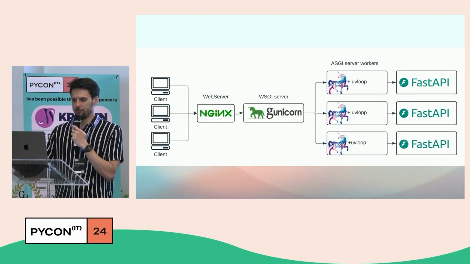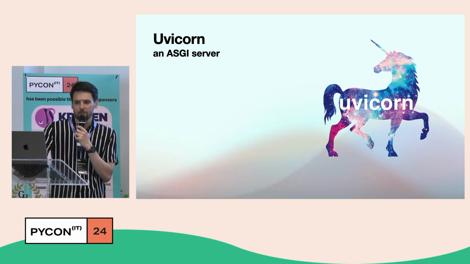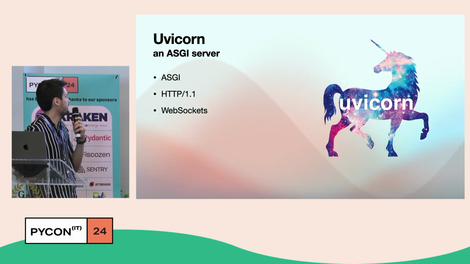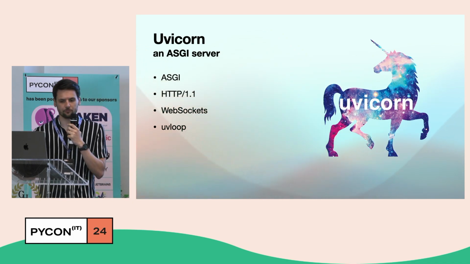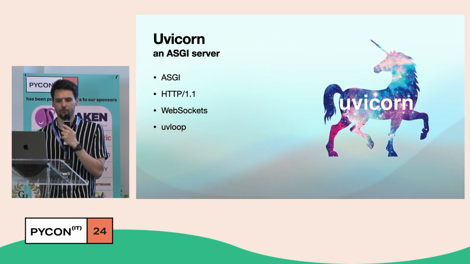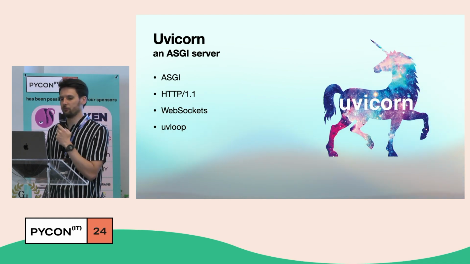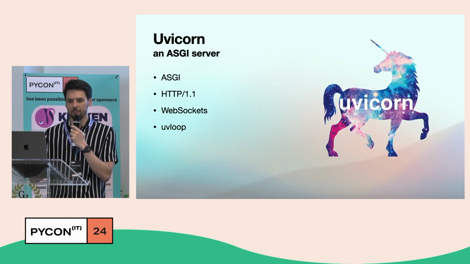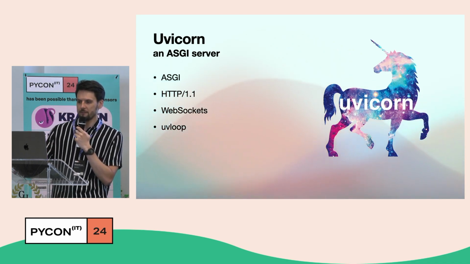So let me show you Uvicorn. Uvicorn is an ASGI web server implementation for Python. It supports HTTP 1.1, WebSockets, and relies heavily on uvloop. And there are similar frameworks to Uvicorn. For example, we have Daphne, which was originally developed to power Django Channels. Or, for example, we have Hypercorn, which also supports HTTP 2 and HTTP 3. So let's see what is uvloop.